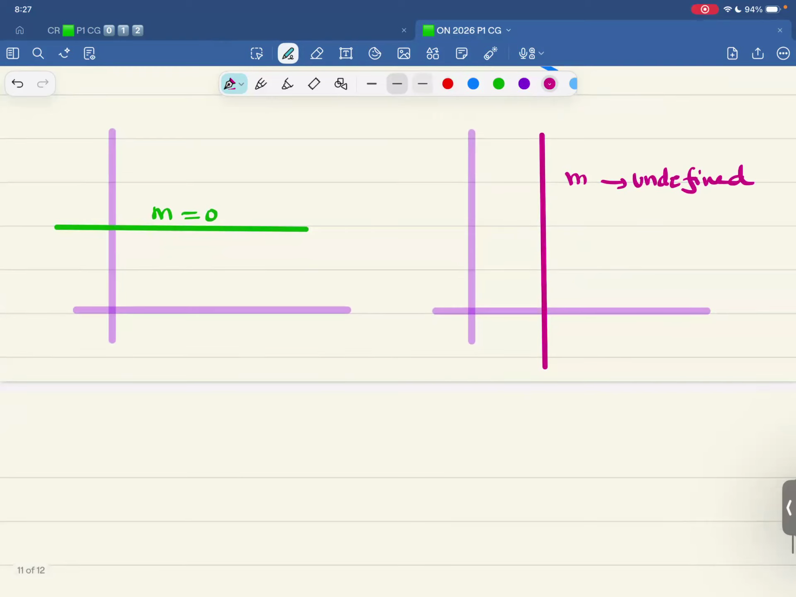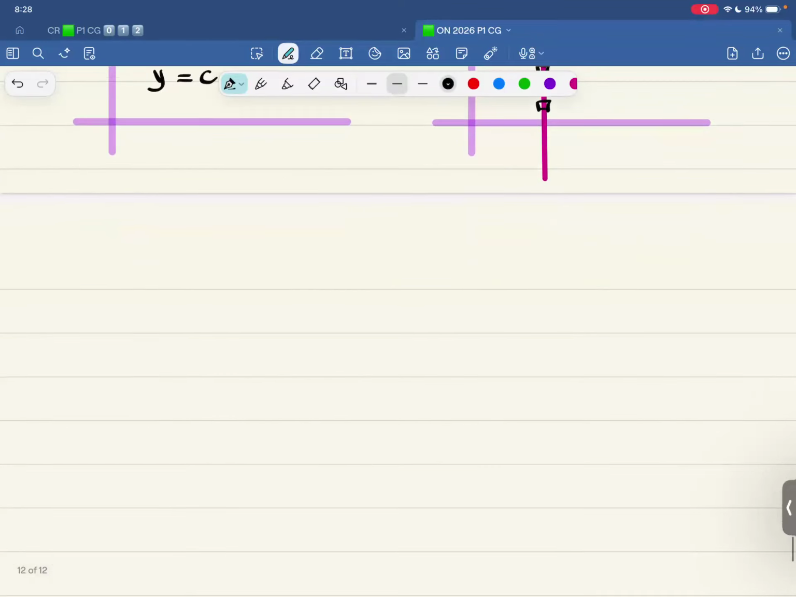Now let's talk about the green line first. When the slope is 0, the equation is of the form y equals a constant, because all along the line, the y coordinate is fixed. When the gradient is undefined, the equation has the form x equals a constant. Let's talk about this a little bit more. 0 divided by any number is 0.